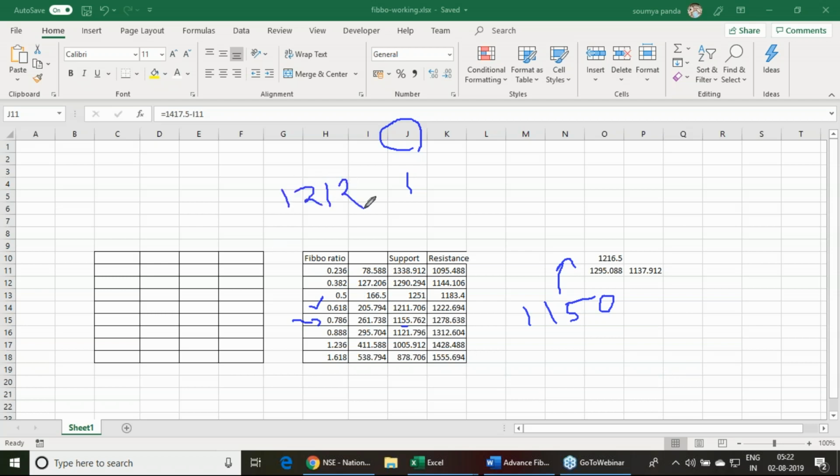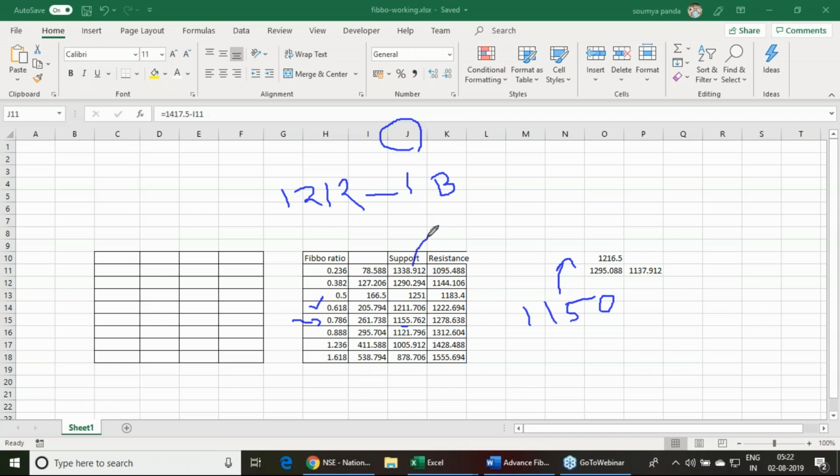So it has penetrated and gone to the 0.786 level. From there the retracement is happening. This retracement or reversal in the trend will be confirmed once the price moves above 1212. So here the investor needs to buy above 1212, and the first target will be 1251, the second will be 1291, the third will be 1339.